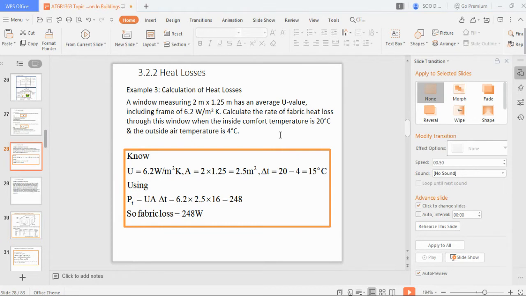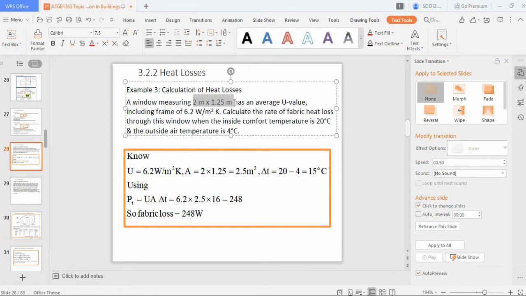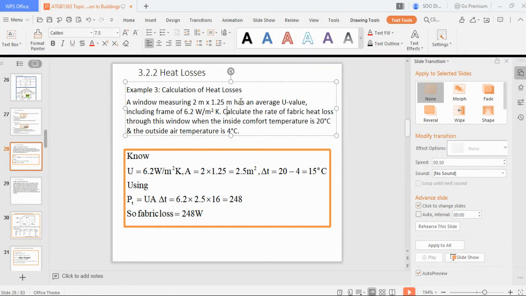So another example on how to use this. Example 3 is giving you a window measuring 2 meter and 1.25 meter. You have a U value of 6.2 watts per meter square. You have to calculate the fabric heat loss through this window, given that the temperature difference is 20 degrees Celsius and 4 degrees Celsius.